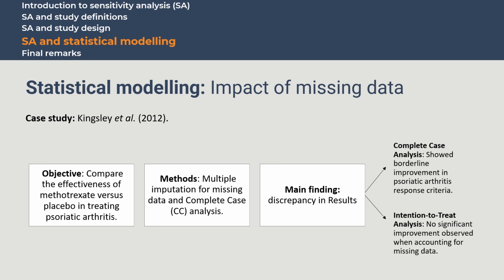The researchers employed two distinct methods to analyze the data, but basically they focus on intention to treat analysis. But as usual, they had some missing data in their data sets. And to deal with the missing data, they used two techniques, multiple imputation and complete case analysis. The main finding from this analysis diverged enormously. The complete case analysis showed a borderline improvement in the primary outcome, suggesting some benefit of methotrexate. However, the multiple imputed estimates showed no significant improvement.